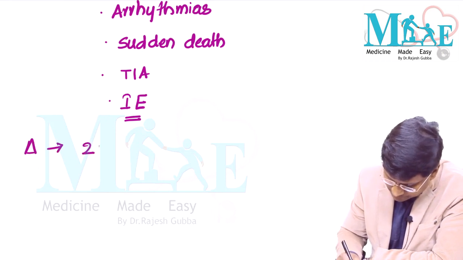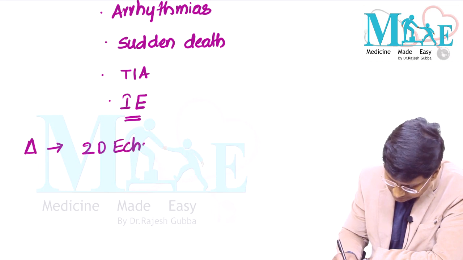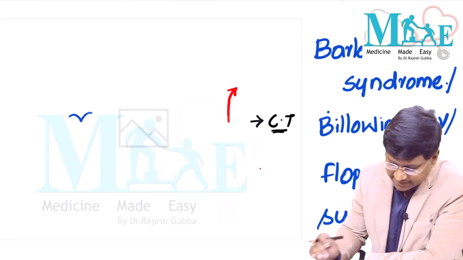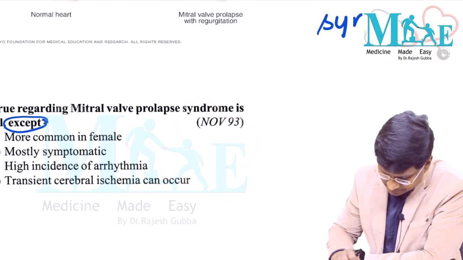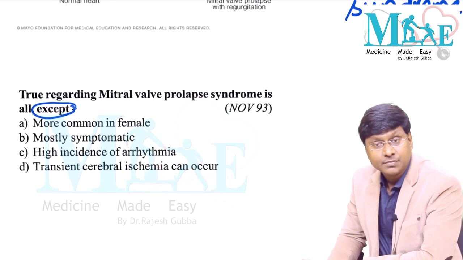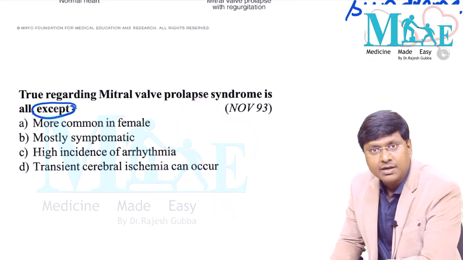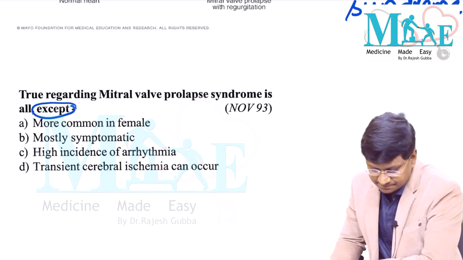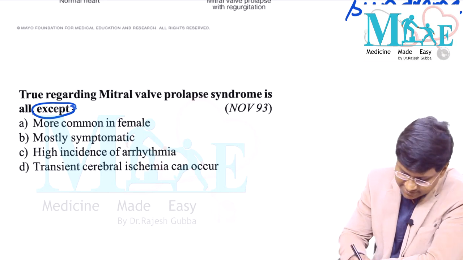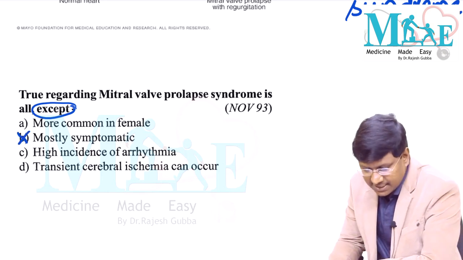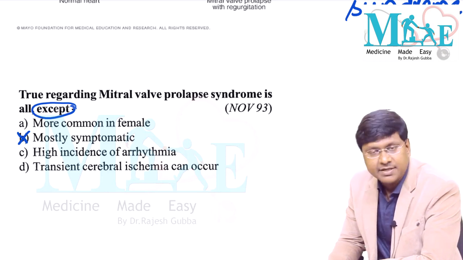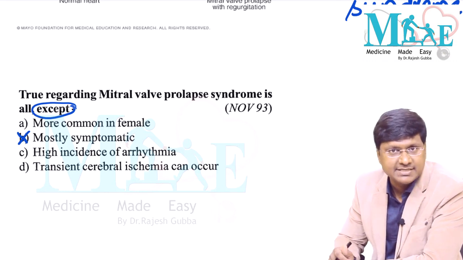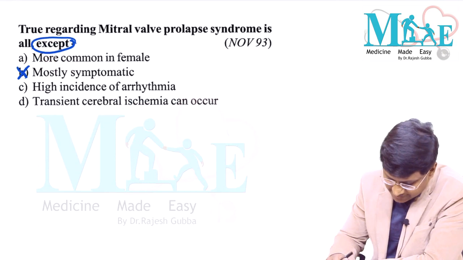As I have already said, it is by 2D echo. Now, the multiple choice question that will be asked: true regarding mitral valve prolapse is all except: more common in females, a correct point; mostly symptomatic, an incorrect point; high incidence of arrhythmias are there; transient cerebral ischemia can occur. So remember, most of these patients with mitral valve prolapse are not symptomatic, they are asymptomatic and are accidentally diagnosed. So the answer there is B.